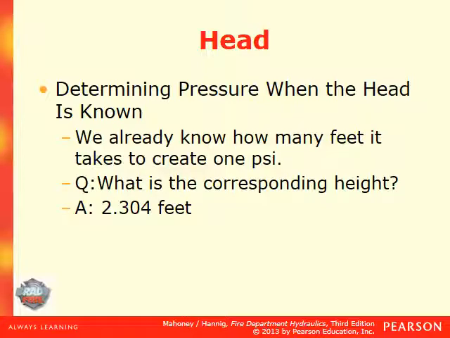So now here, this is kind of reversing it. We already know how many feet it takes to create 1 psi. So what is the corresponding height? Basically, for every 2.34 feet, it's going to be 1 psi as a whole. Or again, in round numbers, 0.5 per 1.